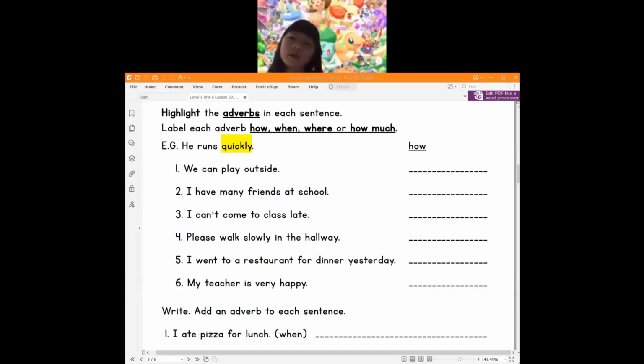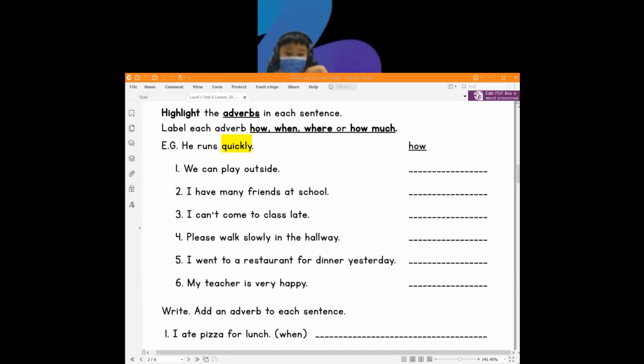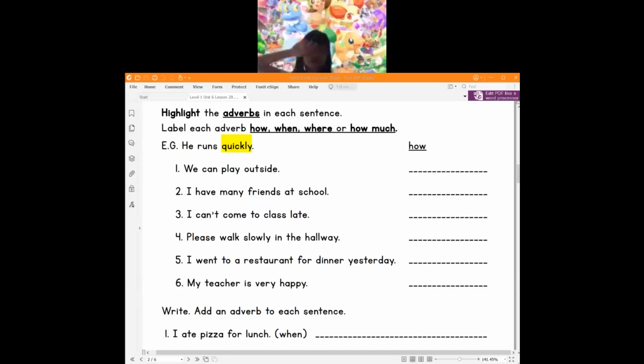Kevin? We can play outside. Good. Kevin, there are 4 words here. One of these words is an adverb. Which one is an adverb?